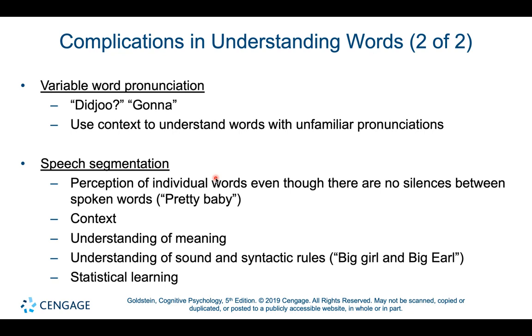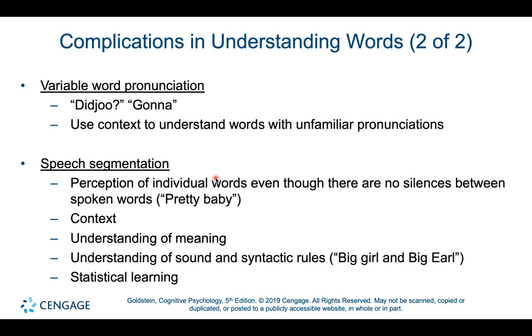So if I were to say the phrase "pretty baby," from a sound perspective, from a phonological perspective, the words roll right into each other. How does your brain know that you're not saying "pre tib abbey"? It's the same noises. Pretty baby. They all run together.